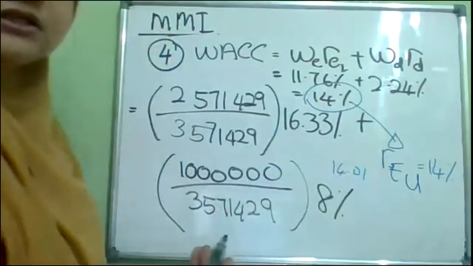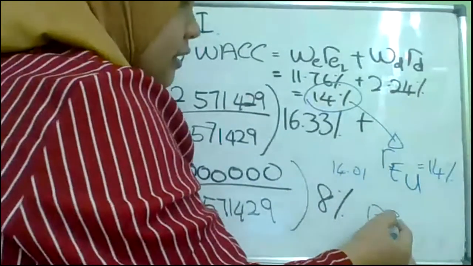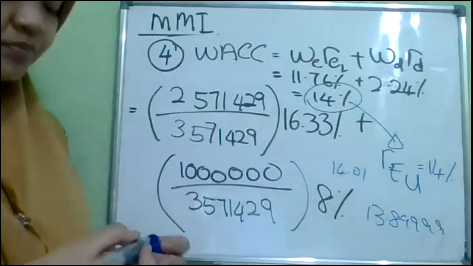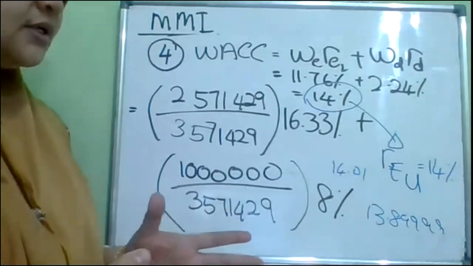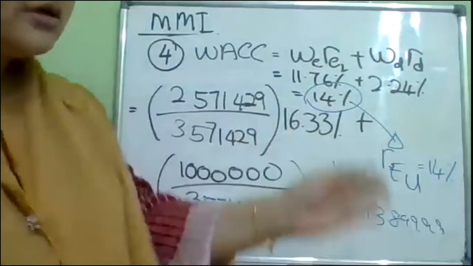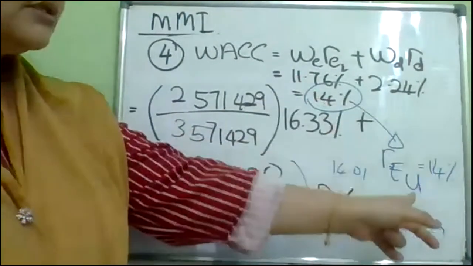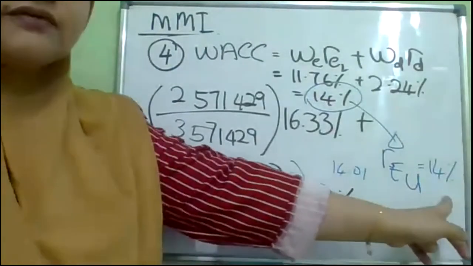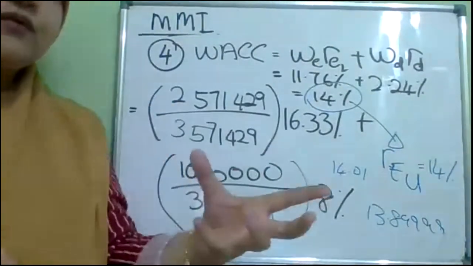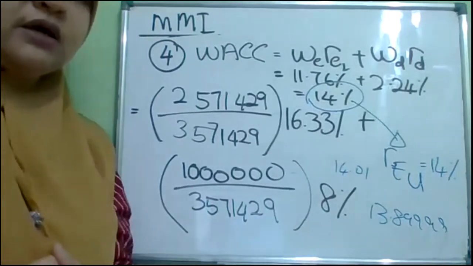Maybe if it is not exactly the same, the answer could be 14.01, that is acceptable, or 13.8999, that is also acceptable. It is not far off, but the answer will basically be the same, because you have to show that this WACC will be the same as the cost of equity of the unlevered firm. Why do you have to show it like this? Because you want to prove that having debt or not having debt, there is no effect to each other.